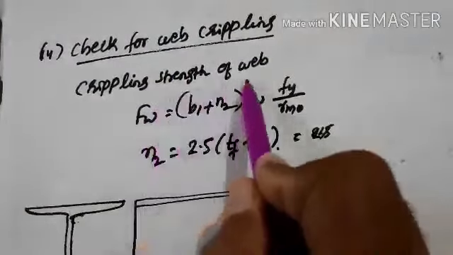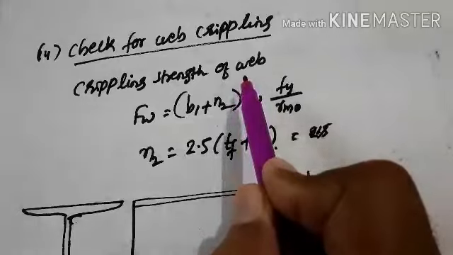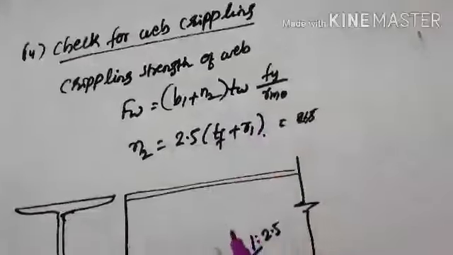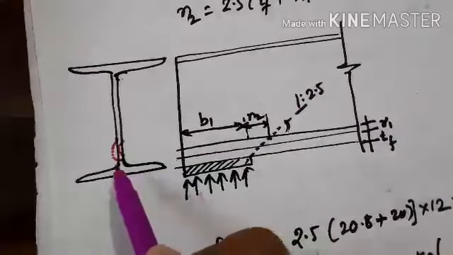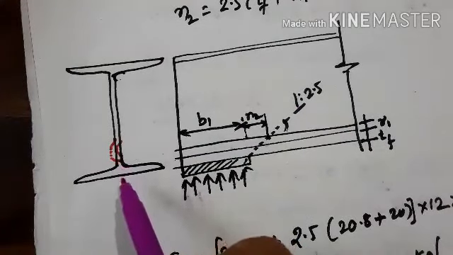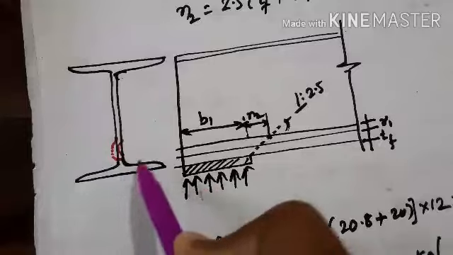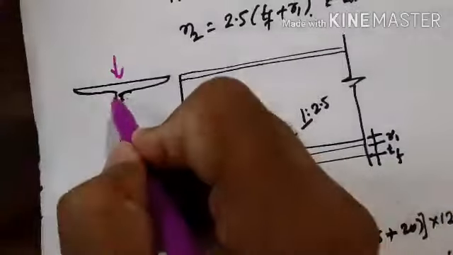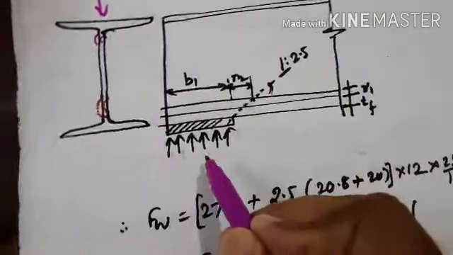Again, we know the crippling strength of the web. So what do we mean by crippling? Under a heavy concentrated load, the web will cripple like this, or under a support reaction like this. Either the heavy concentrated load may cripple it here, or a reaction.